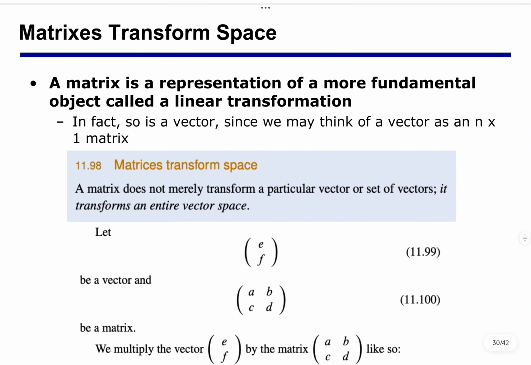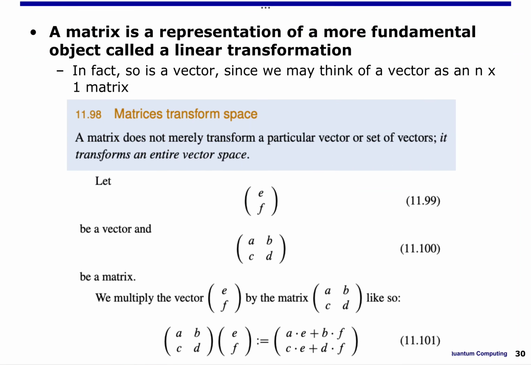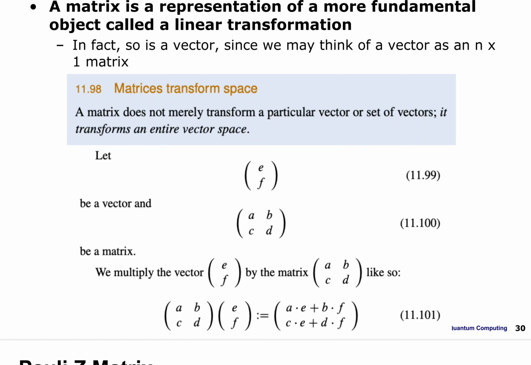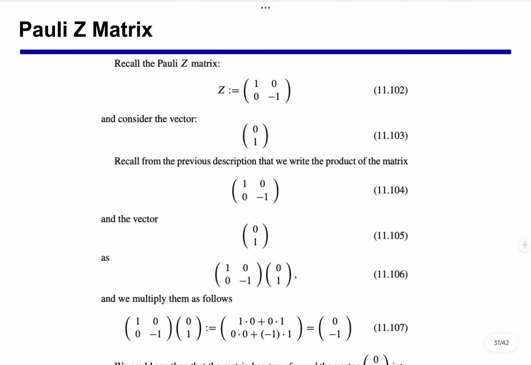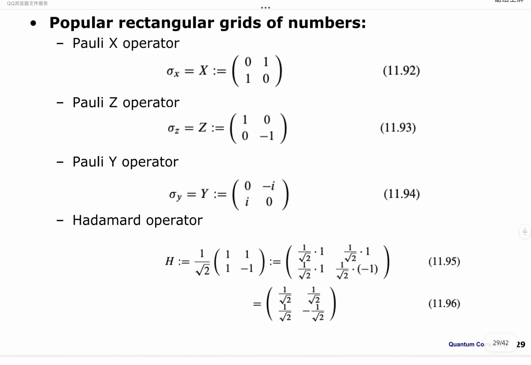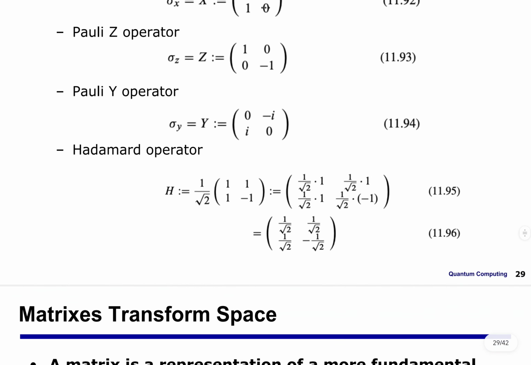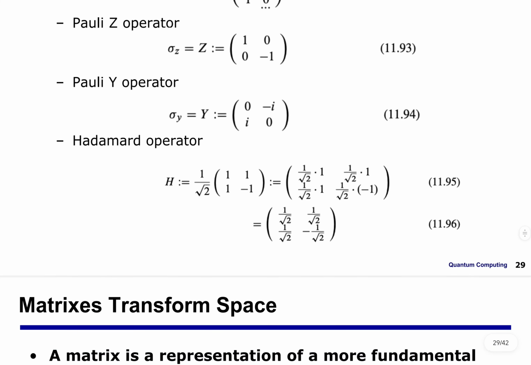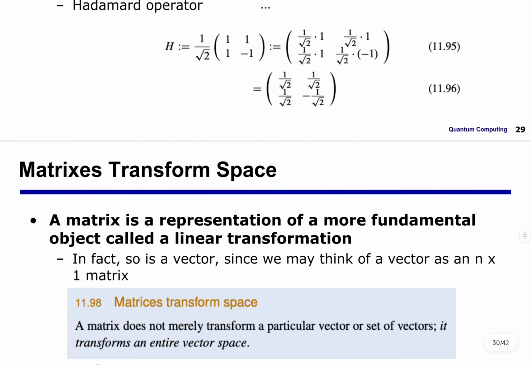Also, it's about transforming space. Matrices transform space. A matrix doesn't merely transform a particular set; it transforms an entire vector space. We multiply the vector by the matrix like this. Pauli Z, Pauli Y, Pauli X are the different representations of the different two-by-two matrices.